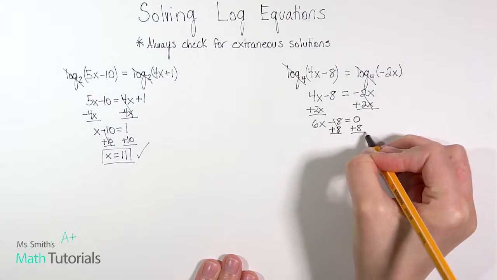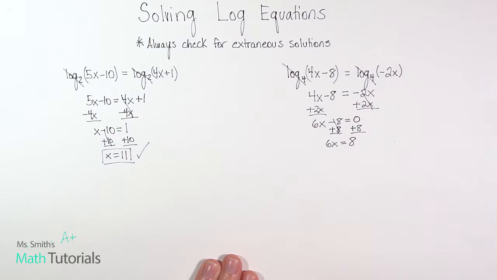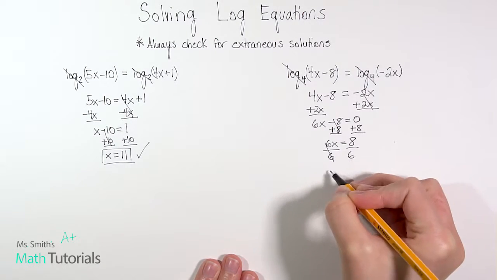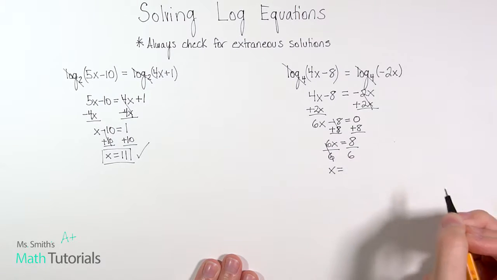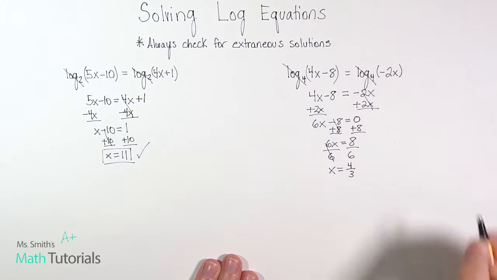Add 8. And we get 6x equals positive 8. And then we're going to divide out the 6. And x equals 8 over 6, which does reduce to 4 over 3.